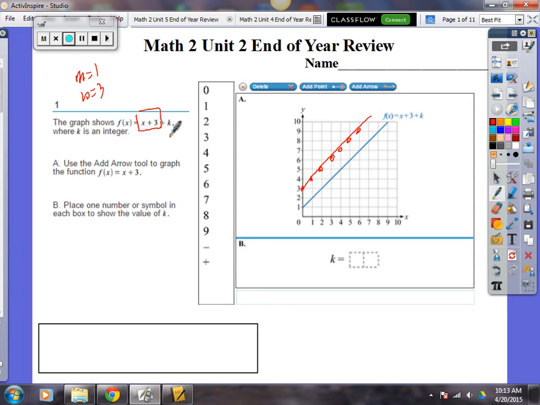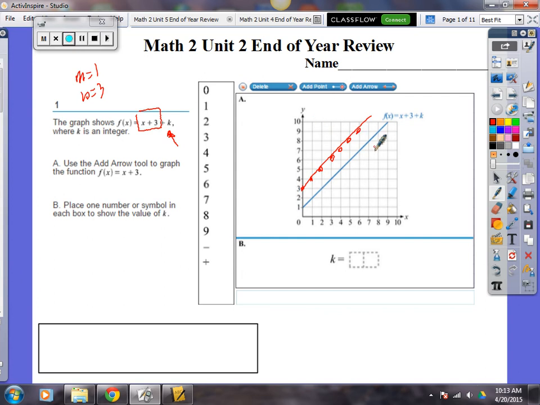Now, what they did is they shifted it. They transformed the graph and they added k. If you add at the very, very end of a function, that's going to be a vertical shift. That's going to take your line and move it up or down so many units.